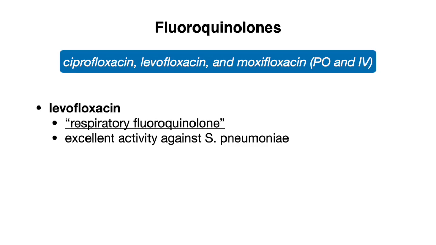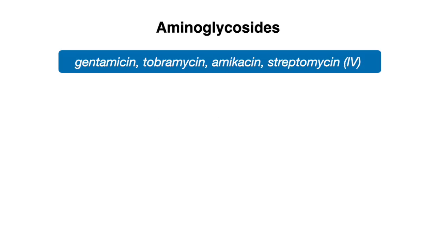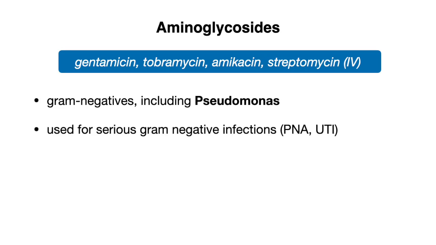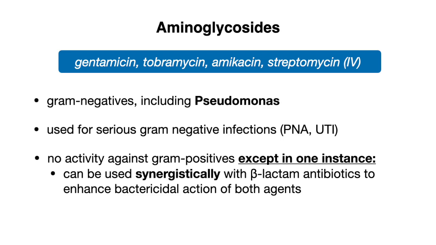You can consider levofloxacin as the respiratory fluoroquinolone because of this. For our aminoglycosides, we have gentamicin, tobramycin, amikacin, and streptomycin, and these come in an IV form. These antibiotics have really good gram-negative coverage and even cover for Pseudomonas, and so they are used for serious gram-negative infections like UTIs or pneumonia.